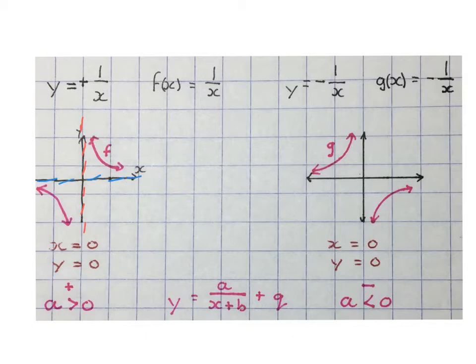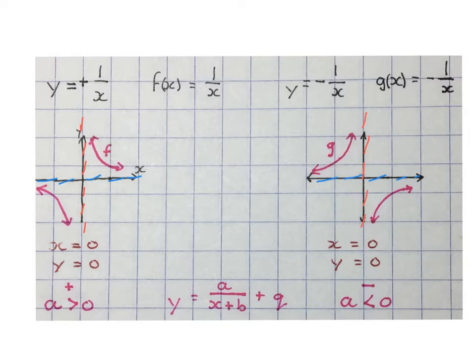If there is a plus in front here, the curves will sit here and here compared to the asymptotes. And if we have a minus here, the curves will sit here and here compared to the asymptotes. In textbooks, they will write, compared to the formula, if the a is positive, the curves will be here, and if the a is negative, smaller than 0, they will be here.